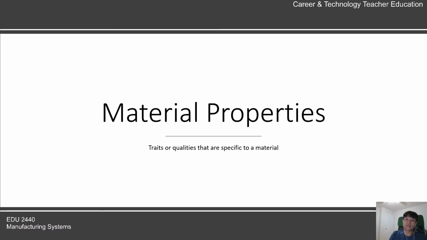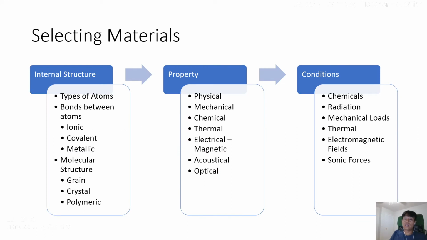All right, so this is the definition. Material property is a trait or quality that is specific to a material. We're going to look at what kinds of properties materials have. This diagram is the big picture of this lecture. Last week we looked at the internal structure: types of atoms and bonding types, ionic, covalent, metallic. These also influence the structure of materials, and also molecule structure, grain, crystal, polymeric.